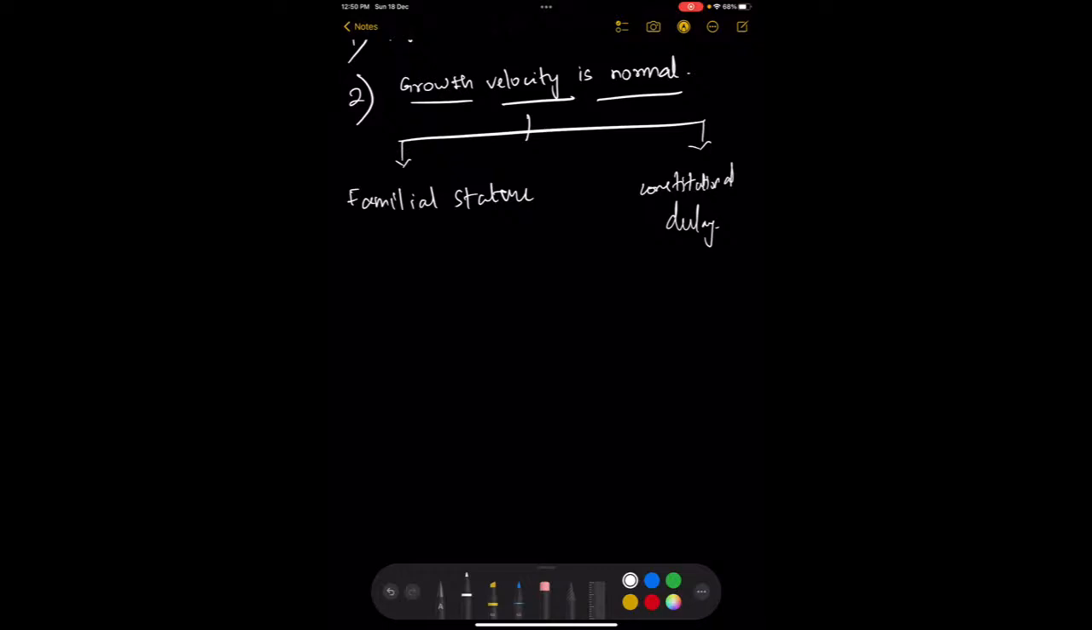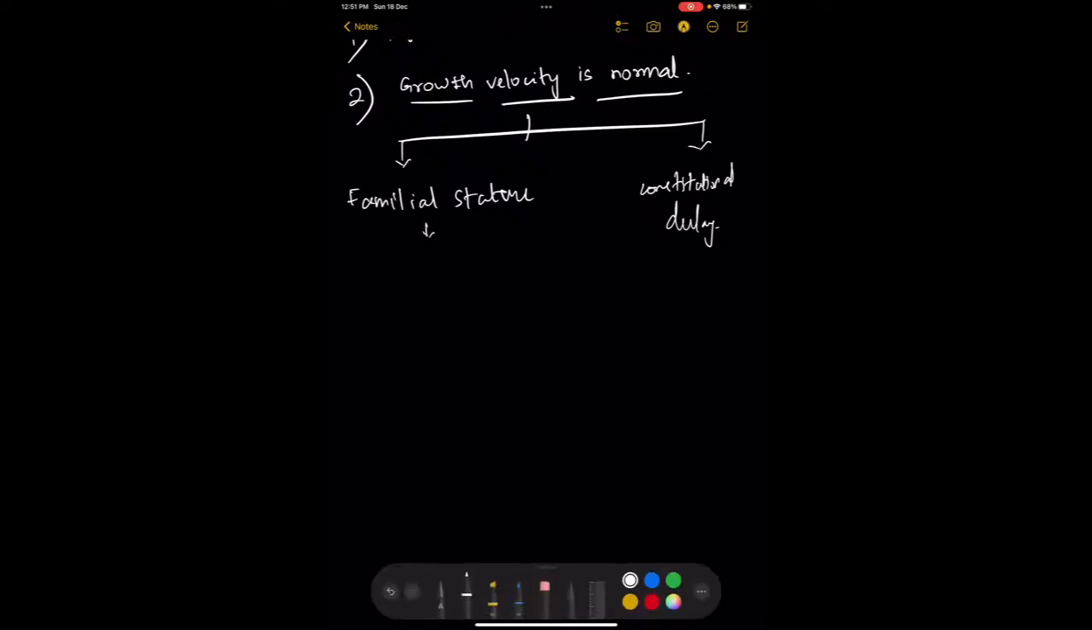In familial stature, a history of short parents is noted. If both your mother and father are less than 152 centimeters, you have the possibility of being a short child. Here the bone age equals the chronological age. What is bone age? Bone age is an X-ray classification of the ossification centers, from which we calculate the age. That is called bone age.